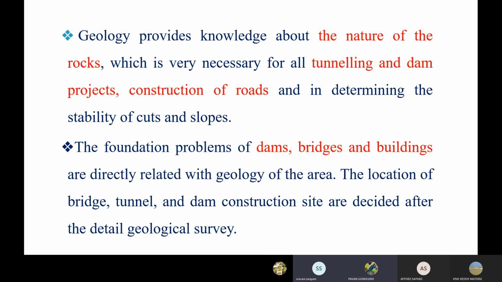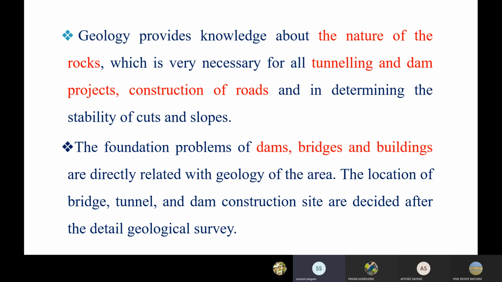Next point. Geology provides knowledge about the nature of rocks, which is very necessary for all tunneling and dam projects, construction of roads, and in determining the stability of cuts and slopes. Here, geology gives the knowledge about the nature of rock. For tunneling and dam projects, geology gives the proper knowledge about the nature of rock.